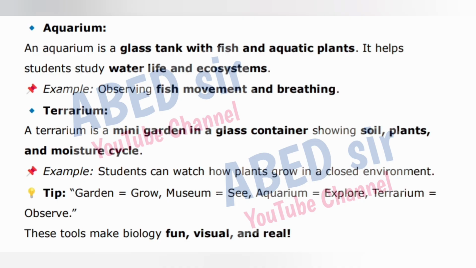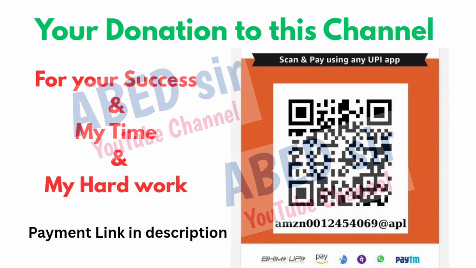Garden equals grow, museum equals see, aquarium equals explore, terrarium equals observe. These tools make biology fun, visual, and real. Next, Unit 7. Long questions.